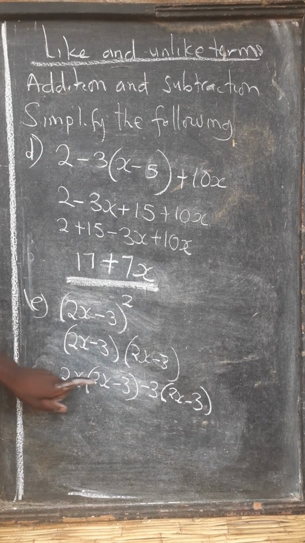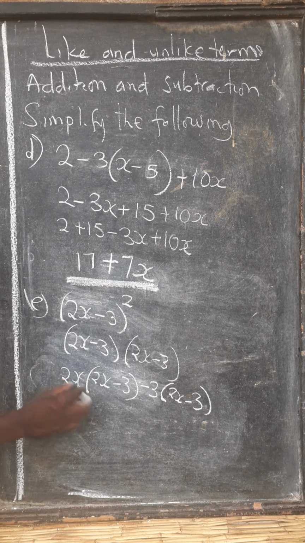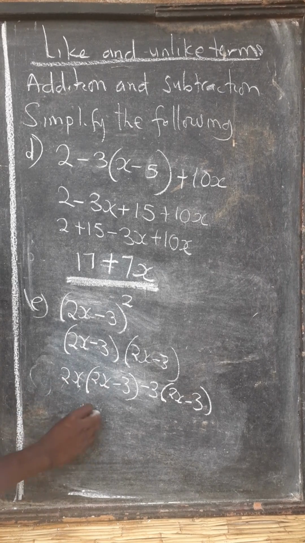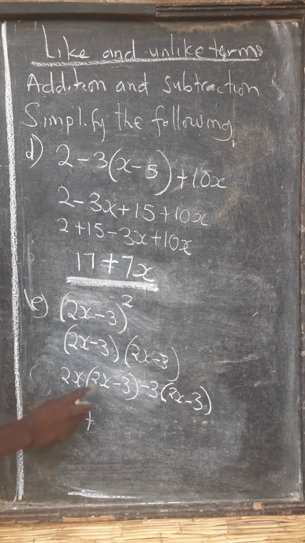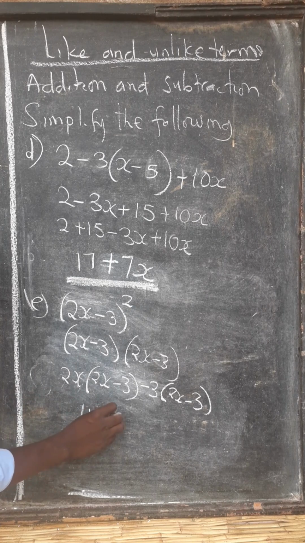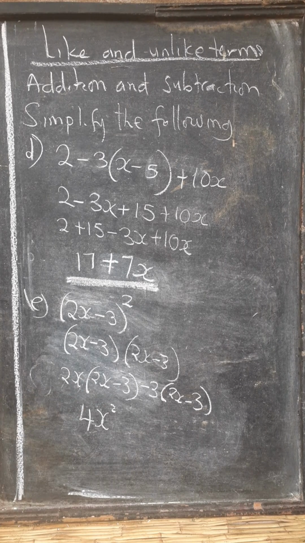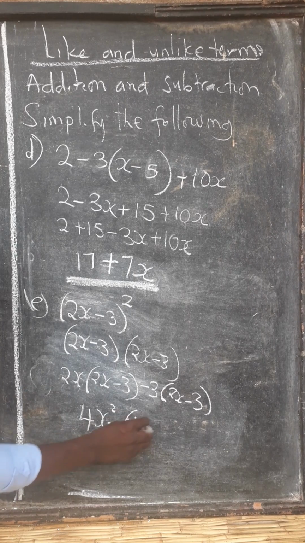So it's the question where we distribute, just like that. Now, what will be required to do here? We multiply 2x multiplied by 2x. 2 multiplied by 2 is 4. X multiplied by x is x squared. Then, 2x multiplied by minus 3: we have a minus, then 2x multiplied by 3 is 6x.